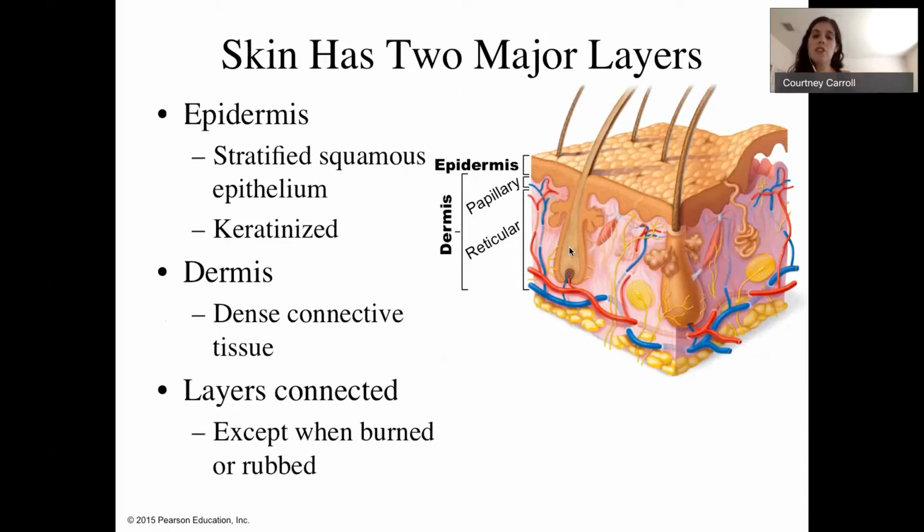And these layers are generally connected, except if you ever get a burn or if they rub together and they get a blister. So the blister is the separating of those two layers from each other, and the middle fills with fluid. So if you've ever had a blister, the top layer above the fluid, that's your epidermis. And if you pop your blister, you're going to expose the dermis underneath.